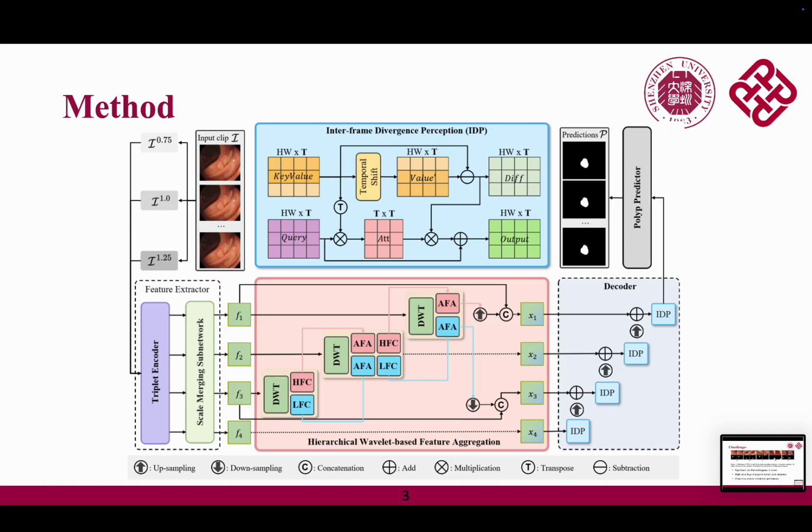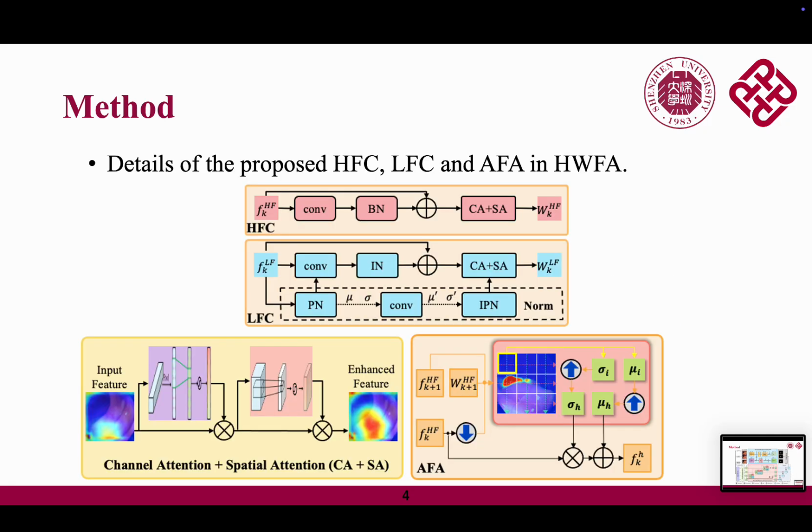So to summarize this slide in one sentence, WavePolyp first improves intraframe discriminative representation through HWFA, and then improves interframe temporal consistency through IDP, so that the model can segment camouflaged polyps more accurately and track them more stably across video frames.